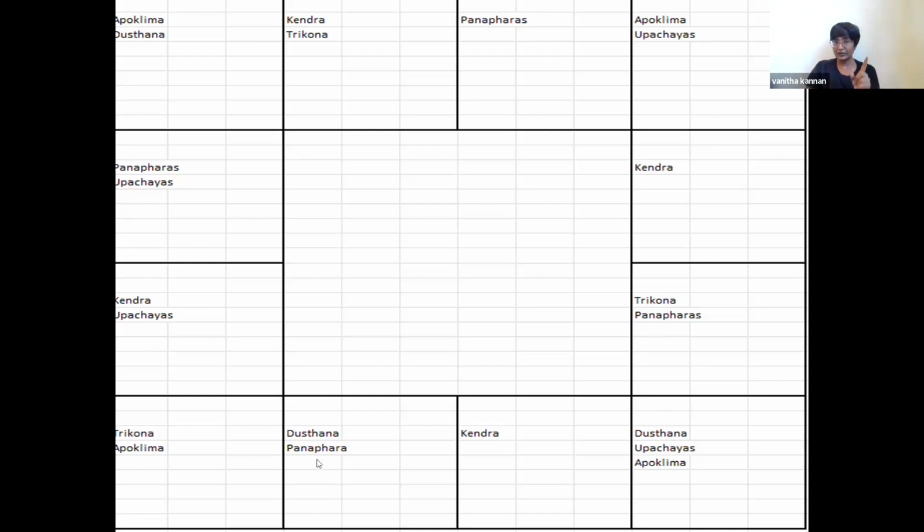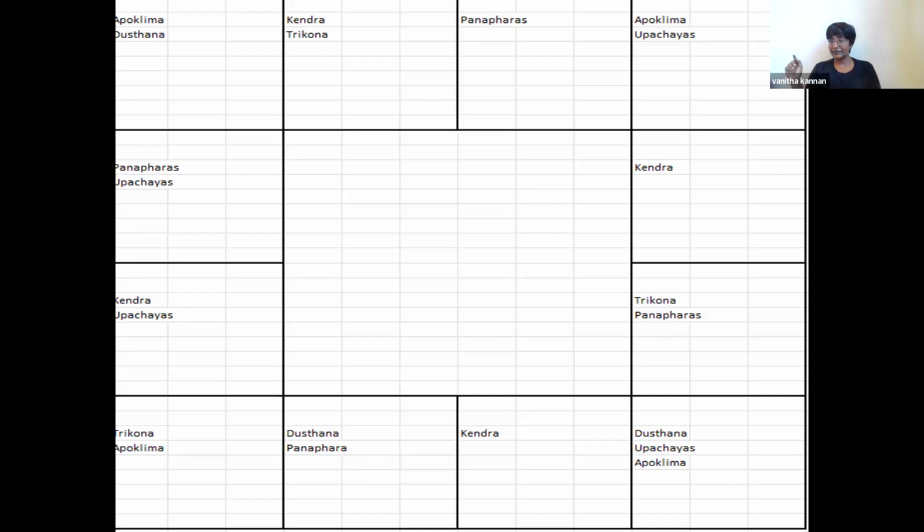One more thing. It is under 2, 5, and 8. 8 is again a Dusthana. Okay. Here the thing. 50% auspiciousness was there. But additionally, 0% auspiciousness is also there. That is, a Dusthana is also there, Panapara is also there. Remember this point.